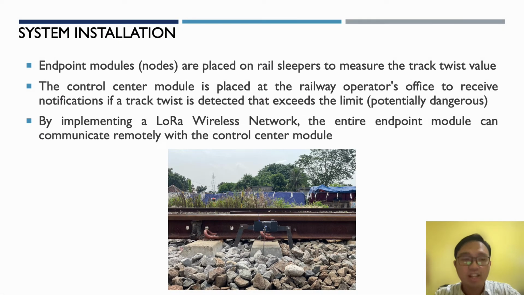Next, system installation. Endpoint modules or nodes are placed on the rail sleepers to measure the track twist value. The control center module is placed at the railway operator office to receive notification if a track twist is detected that exceeds the limit or is potentially dangerous. By implementing a LoRa wireless network, all the endpoint modules can communicate remotely with the control center module.